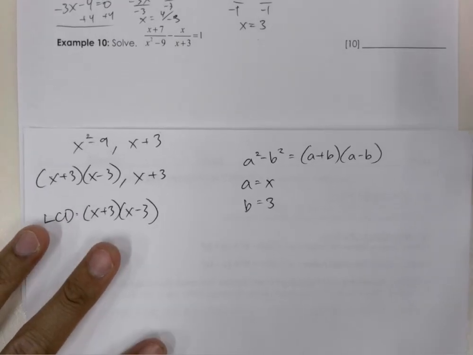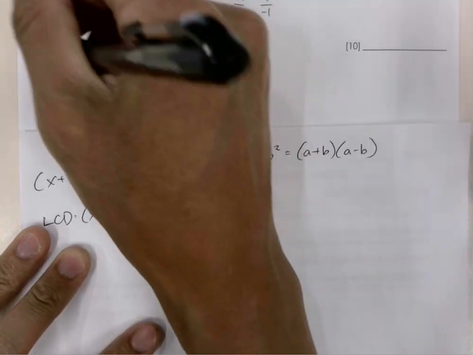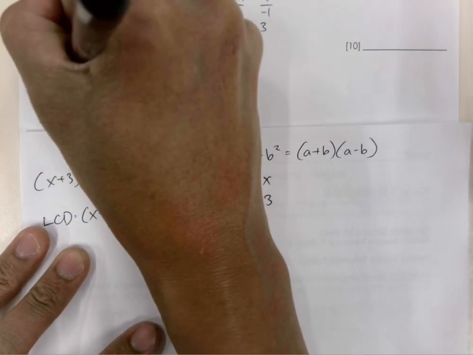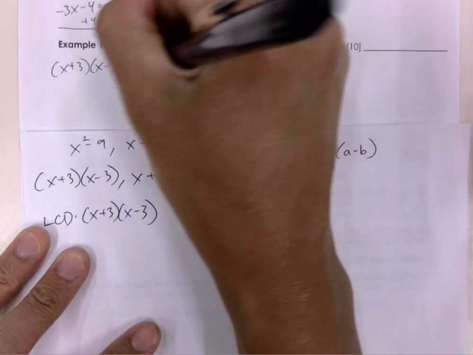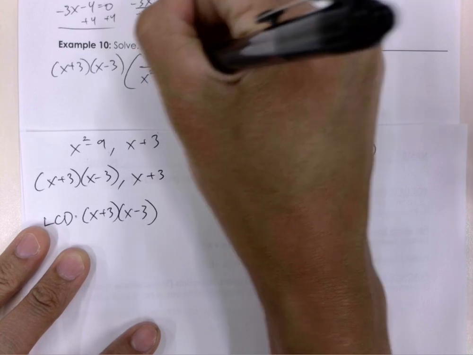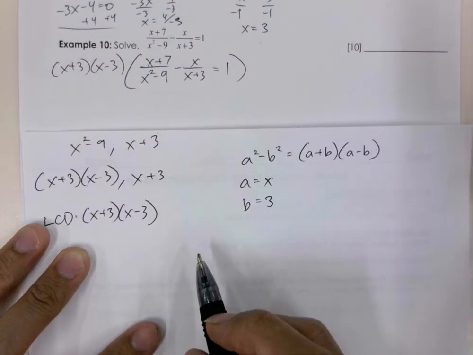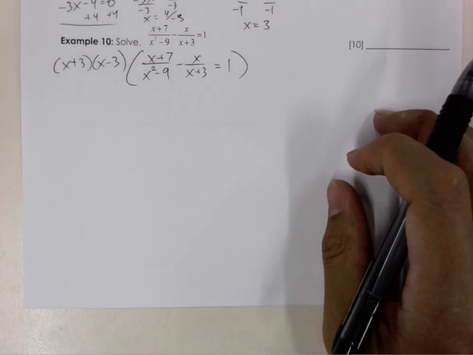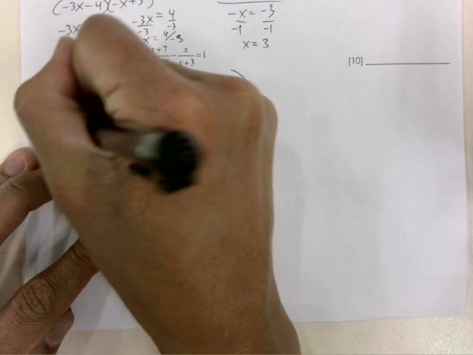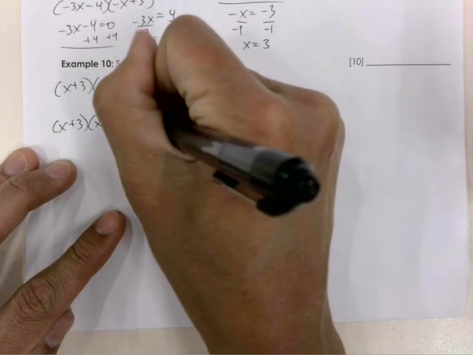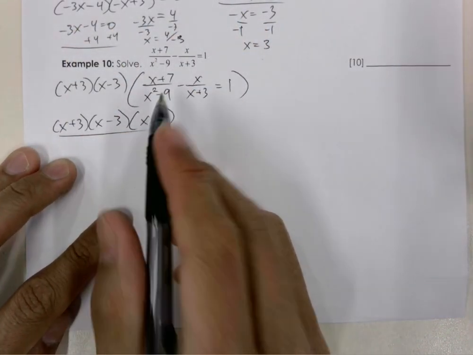Great. So what are we going to do with it? We're going to multiply both sides of the equal sign by that LCD. So let's do that here. It's going to be x plus 3 times x minus 3 times x plus 7 over x squared minus 9 minus x over x plus 3 is equal to 1. Right. And so now I'm going to go ahead and multiply out. We get x plus 3 times x minus 3 times x plus 7 over, and I'm going to write this denominator in its factored form.